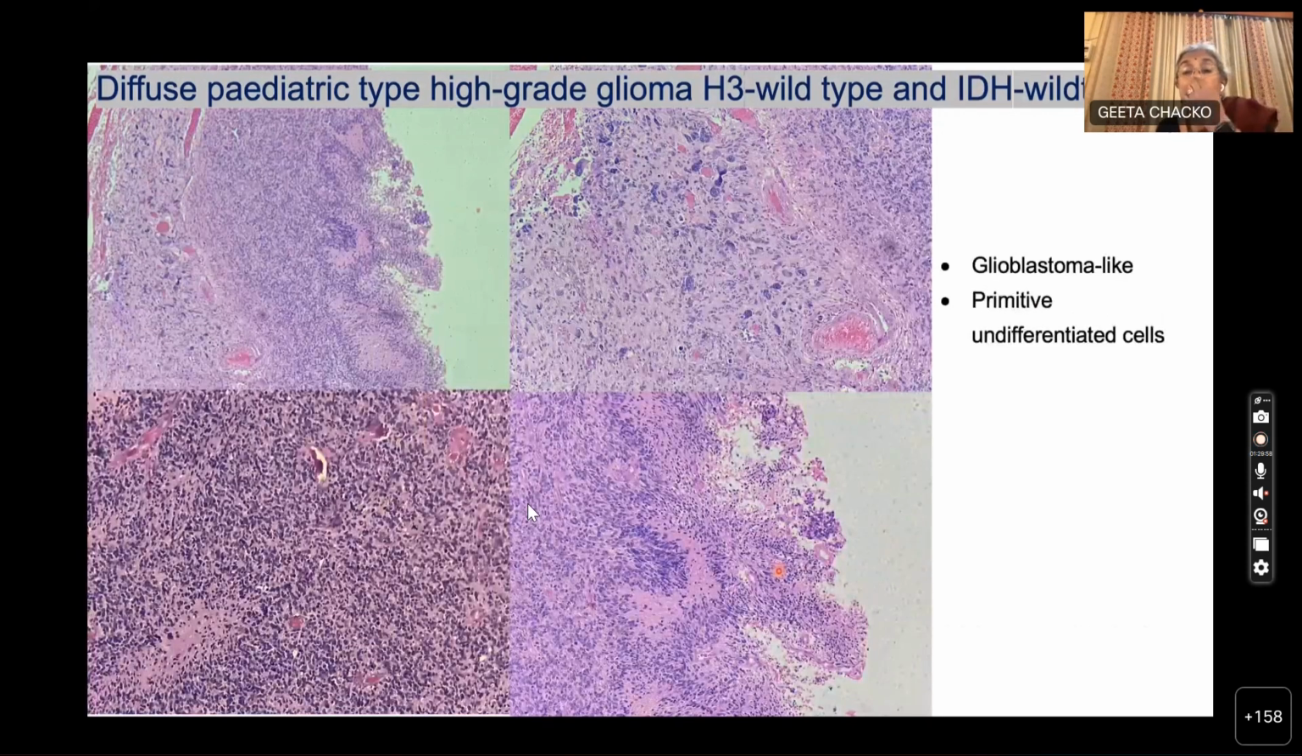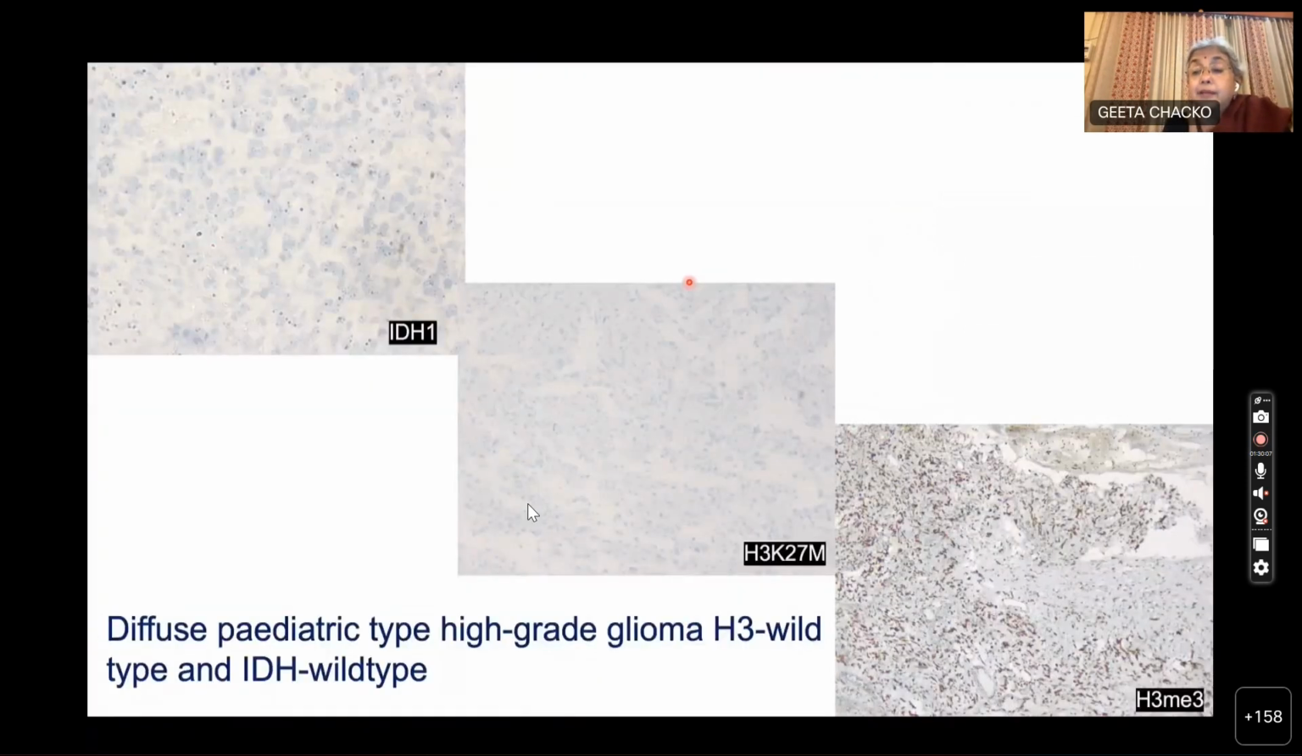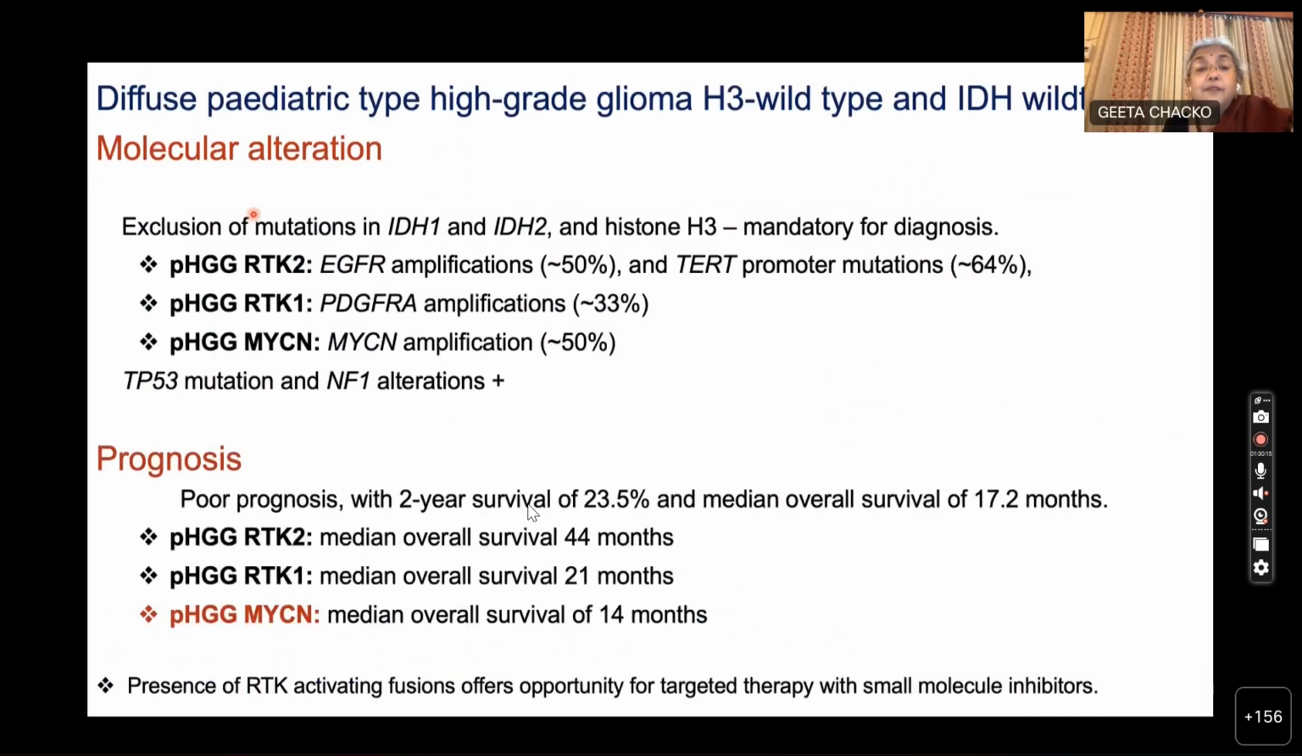And this is how they can look, almost like a glioblastoma with this palisading necrosis or this very primitive or bizarre appearance. And here you can see that trimethylation of the protein is retained, H3K27 is negative, IDH is negative. You have to then do molecular testing to make sure that is there.